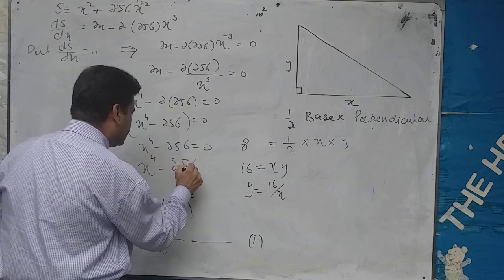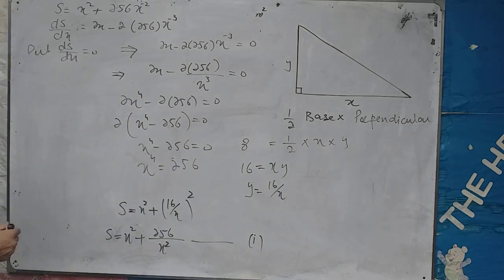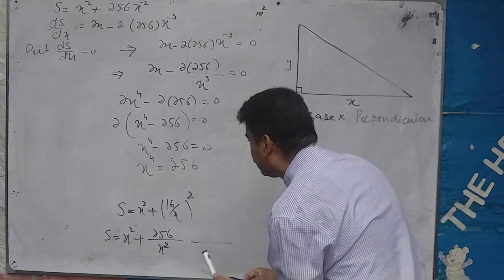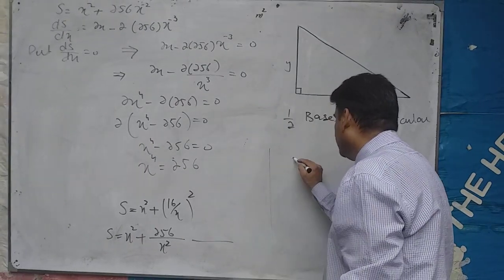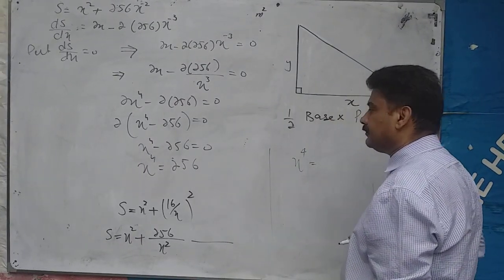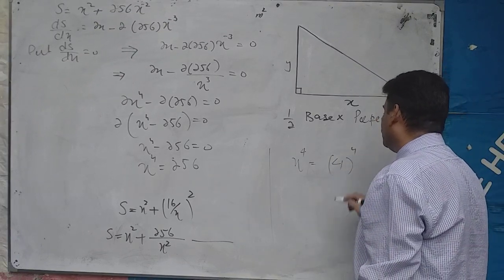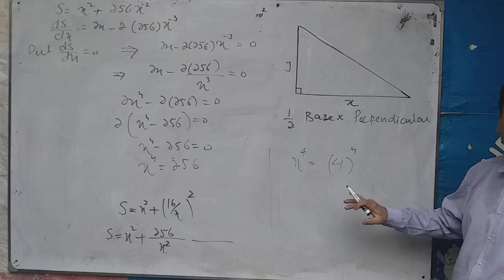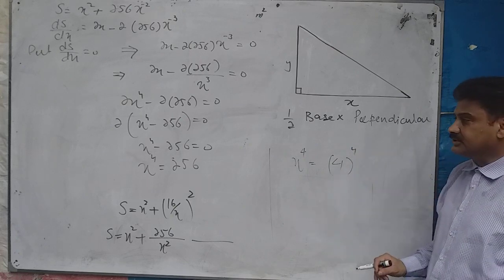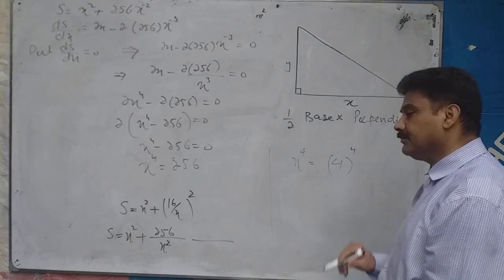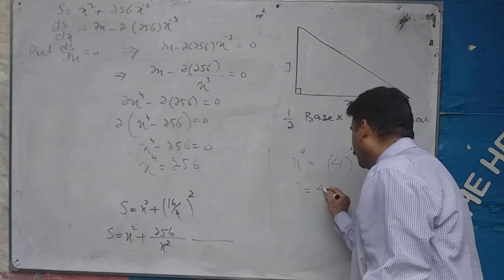x raised power 4 is equal to 256. We write 256 as power of 4. We write x raised power 4 is equal to 4 raised power 4, since 4 raised to the 4 gives 256. Comparing powers, we get x is equal to 4.